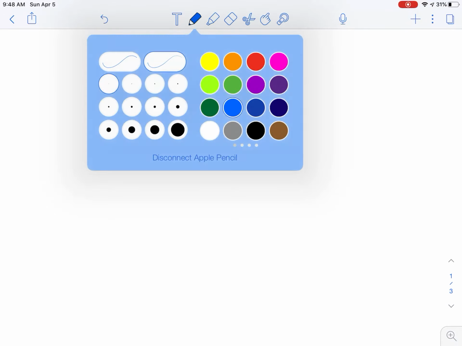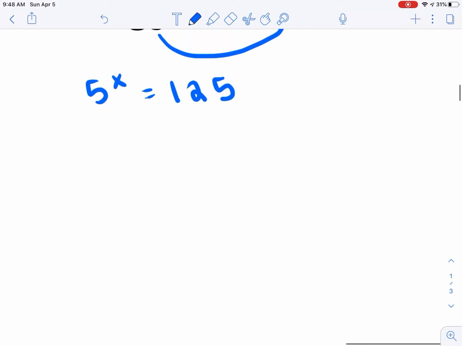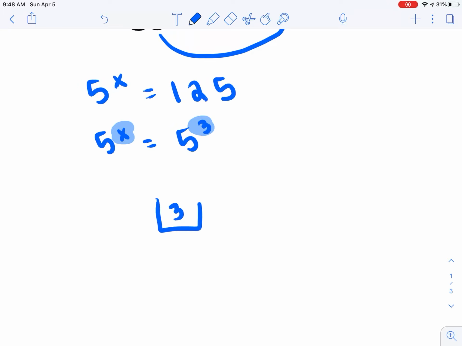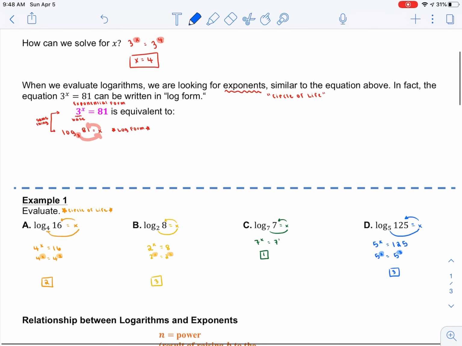And then for question D, we have equaling x, 5 to what power equals 125. If you can't get it right away, think about getting the same base. I know that 125 is 5 cubed, so I get this answer of 3. So x equals 3 or just 3. You can put x equals or just 3. Either one I will accept.